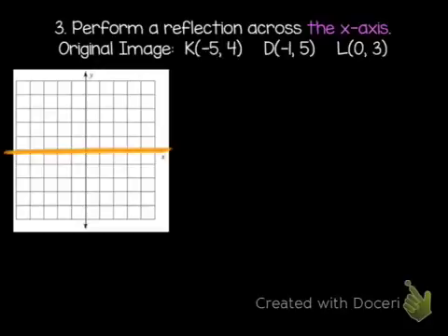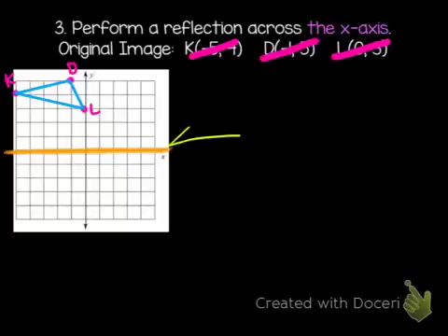So we need to plot and graph our original image. So I'm going to do that first. So here's my original image of K, D, and L. So that's K, that's D, and that's L. So now I want to reflect it across the x-axis. So my mirror is located right here. We need to first think of it as each coordinate.